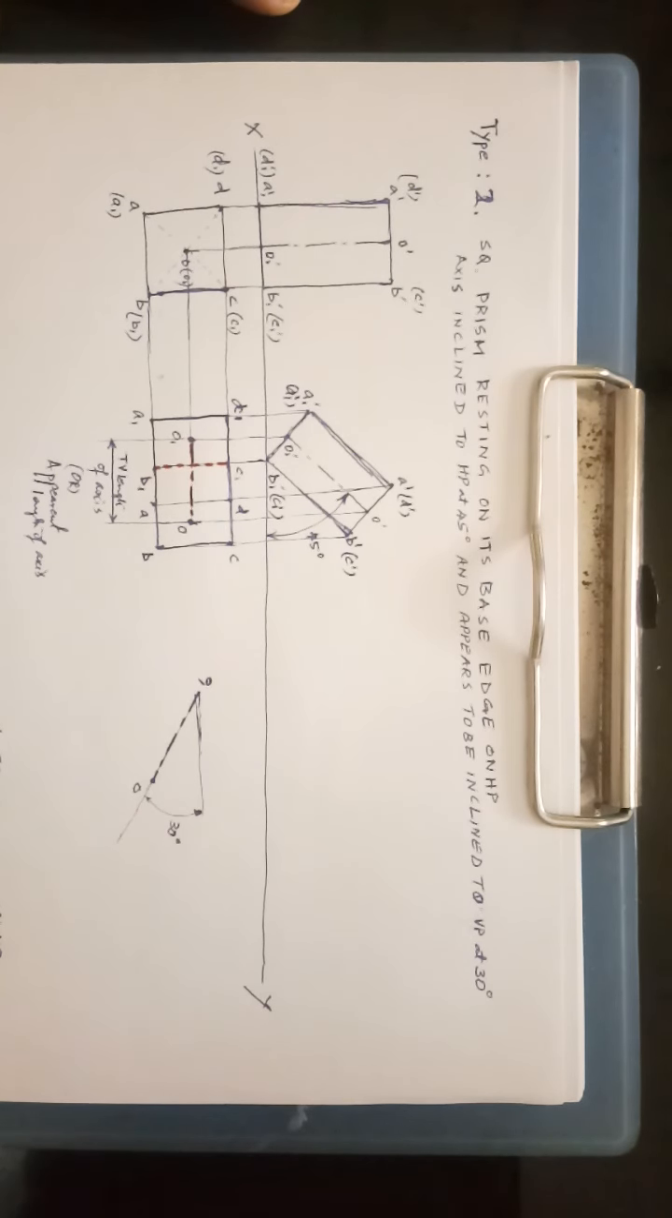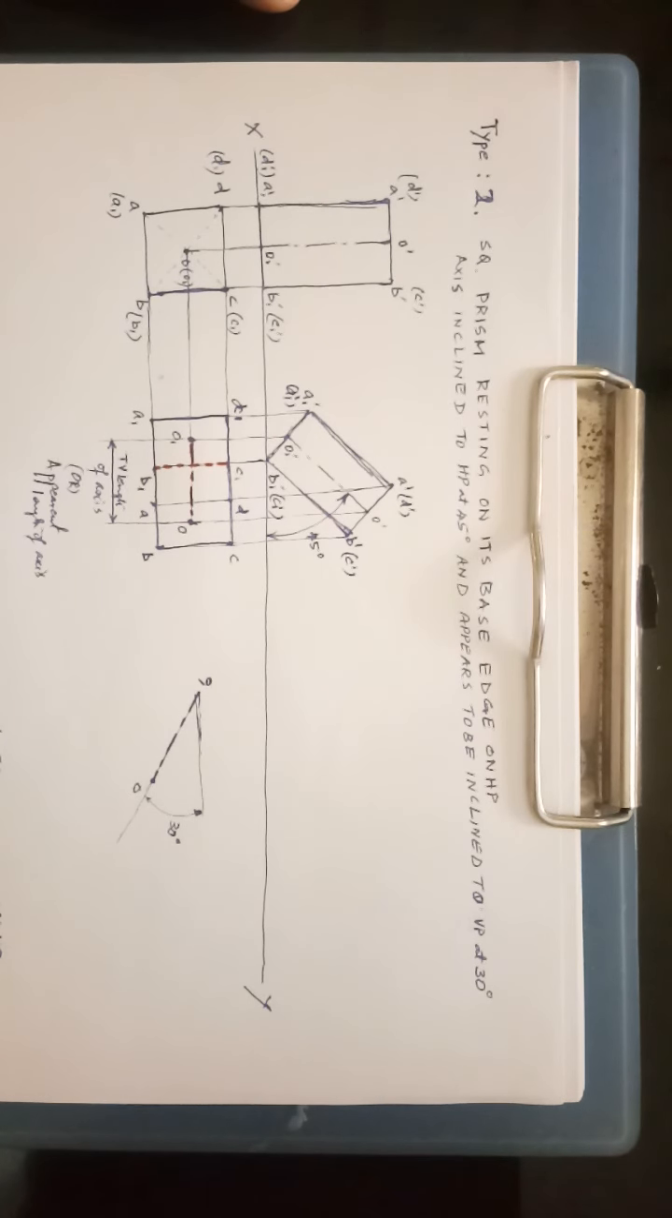Good morning. Continuing with the lecture on Prisms part 1. In part 2, we are going to learn how to draw the projections of a square prism resting on its edge on HP, axis inclined to HP at 45 degrees and appears to be inclined to VP at 30 degrees.